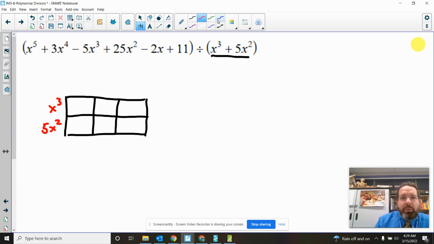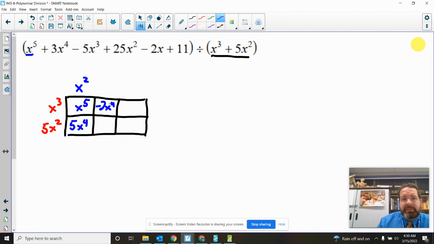And let's see what we have. All right, I need an x to the 5th. The way that happens is you multiply by an x squared. 5x squared times x squared is 5x to the 4th. So that one's taken care of. Next up, on the diagonal, I need 3x to the 4th. Currently got 5. That means I have 2 too many. So I need negative 2x to the 4ths.